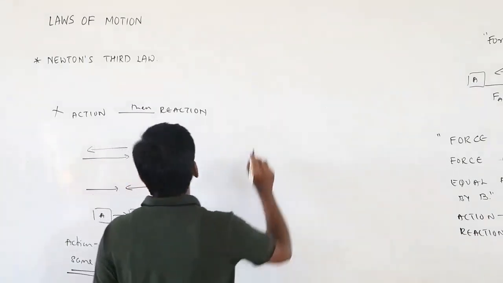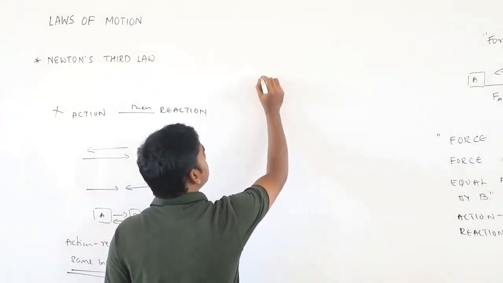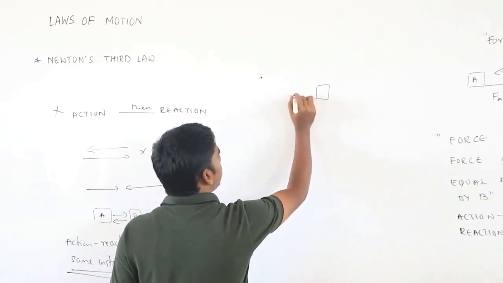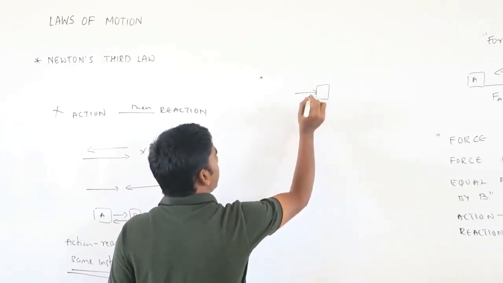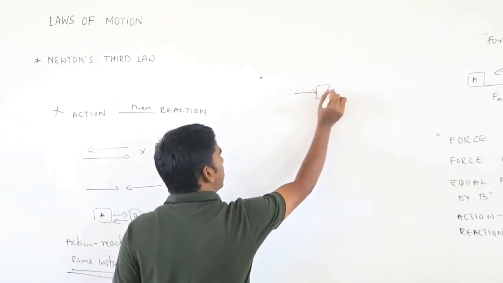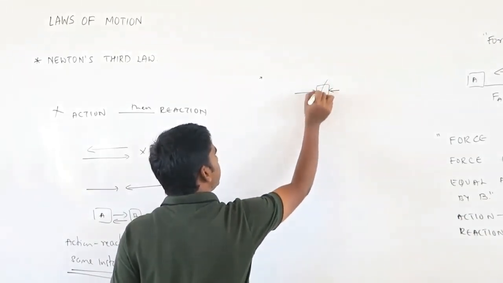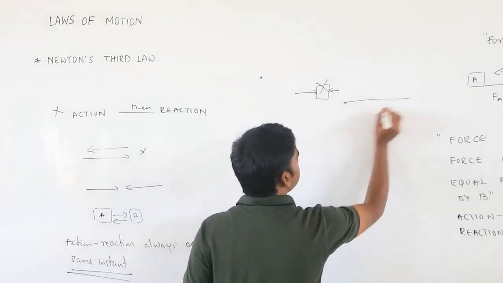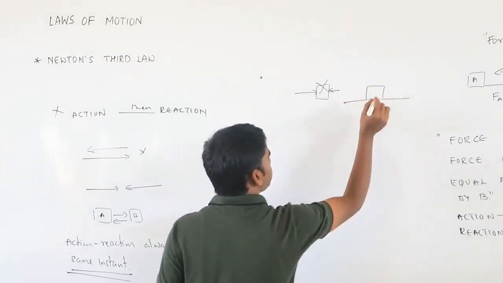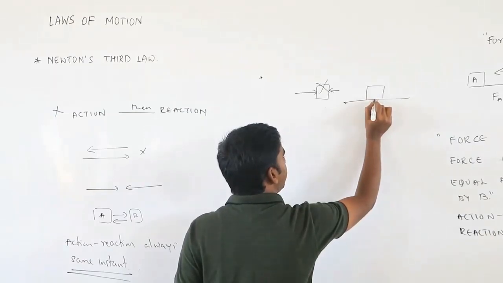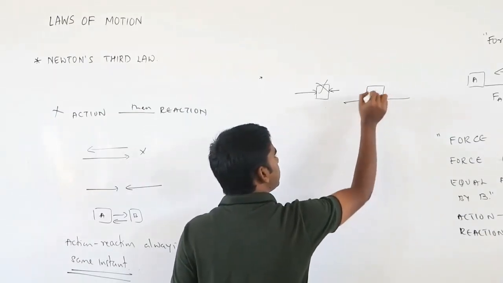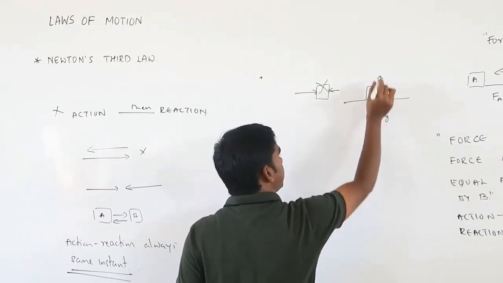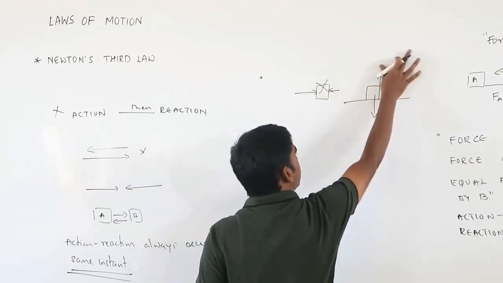Then there is one more misconception. Suppose there is a body. Someone will act some force on this one, and the reaction will also be on the same body. It is not like that. Reactions do not take place on the same body. Suppose there is a surface of Earth. This body will exert some force, that is mg. And the same amount of force will be applied by the surface on the body. That is the normal reaction, which we have already discussed.